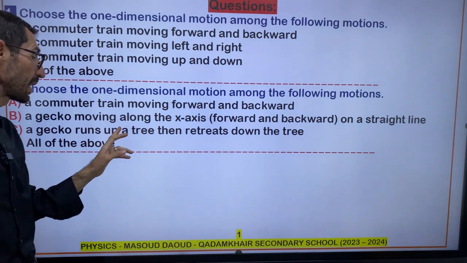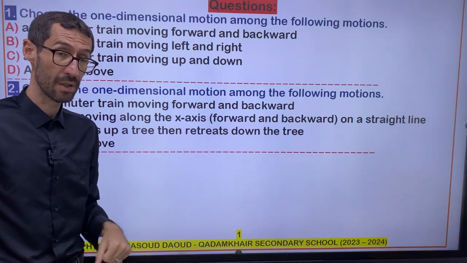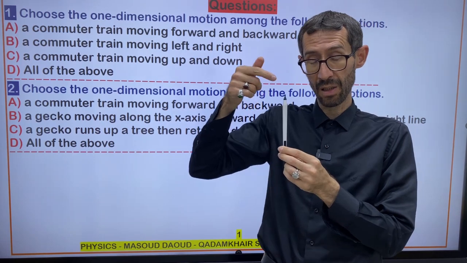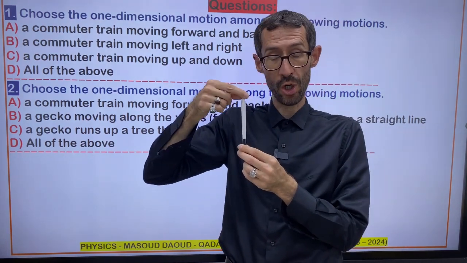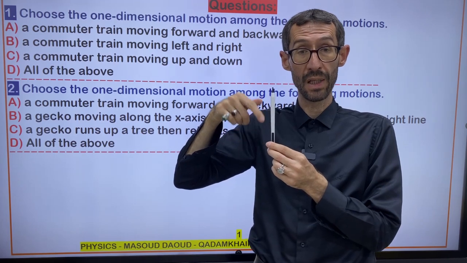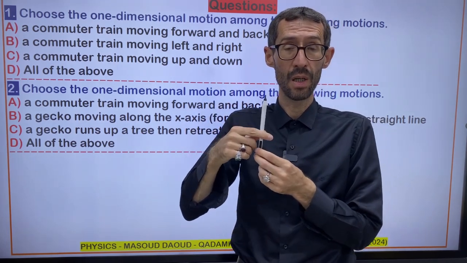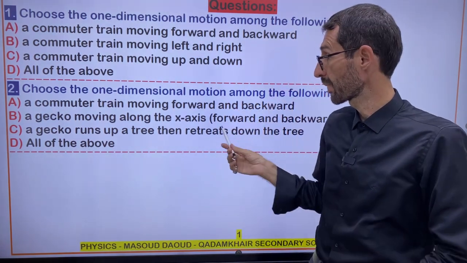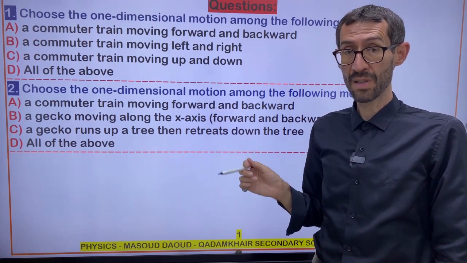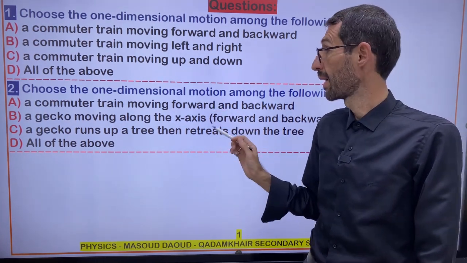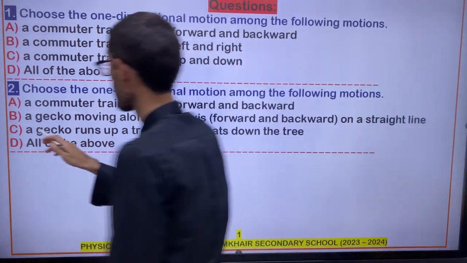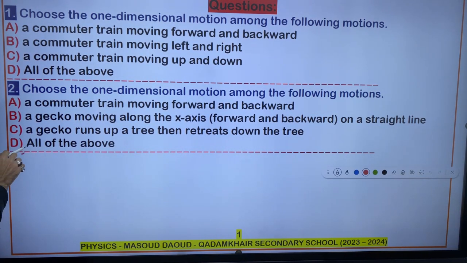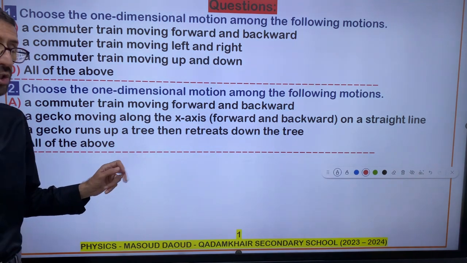C, a gecko runs up a tree, then retreats down the tree. A gecko runs up the tree, right? It goes up along the trunk of a tree, and after that it goes down. It retreats down the tree. It goes back along the tree. That's why all of these examples are considered one-dimensional motion. So whenever you want to choose, you have to choose the last one. All of the above is true.